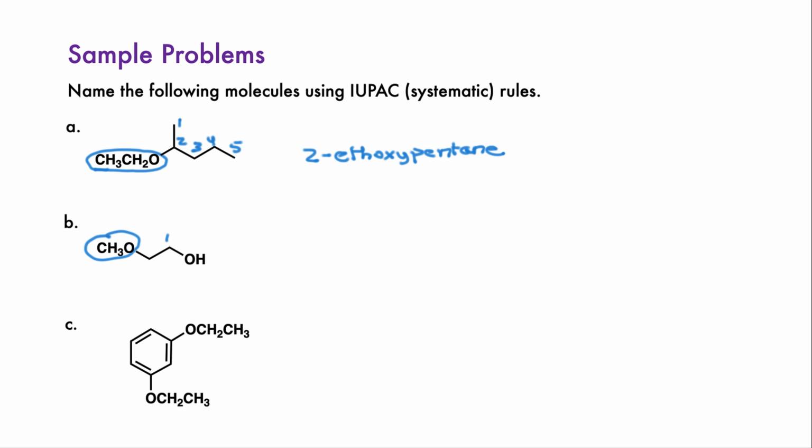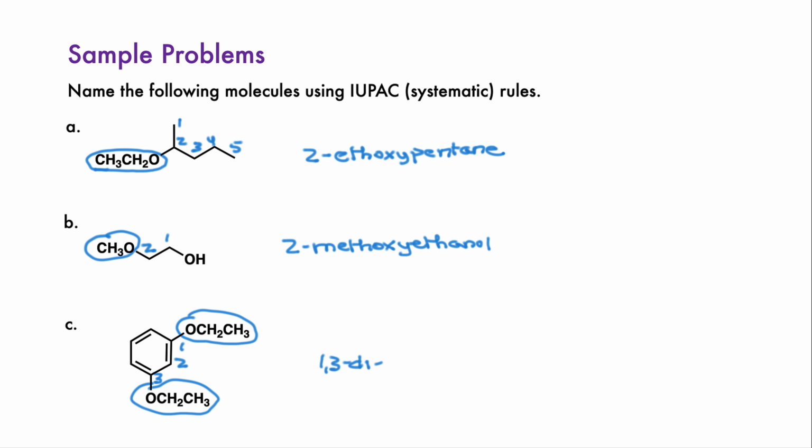The next molecule must be an alcohol parent, since alcohols are of much higher priority than ethers. This is an ethanol with a methoxy substituent at the 2 position. Finally, the last molecule is simply a benzene with 2 ethoxy substituents at the 1 and 3 positions. So this is a 1,3-diethoxybenzene.